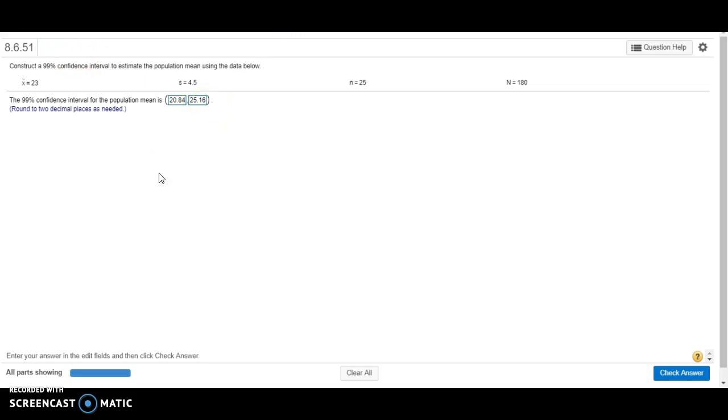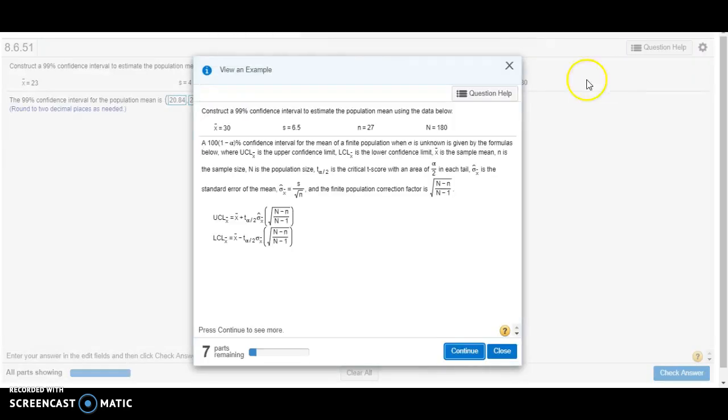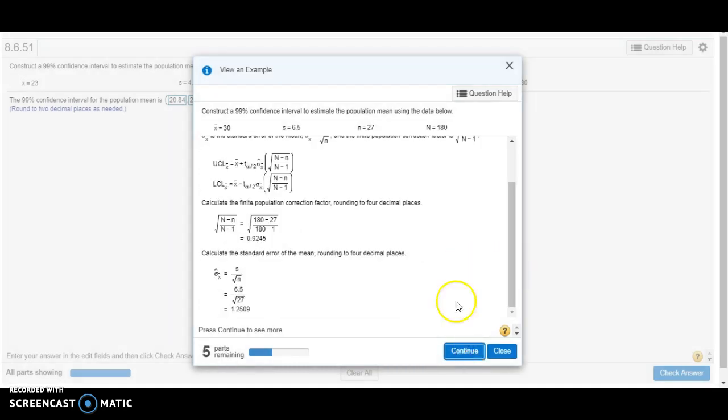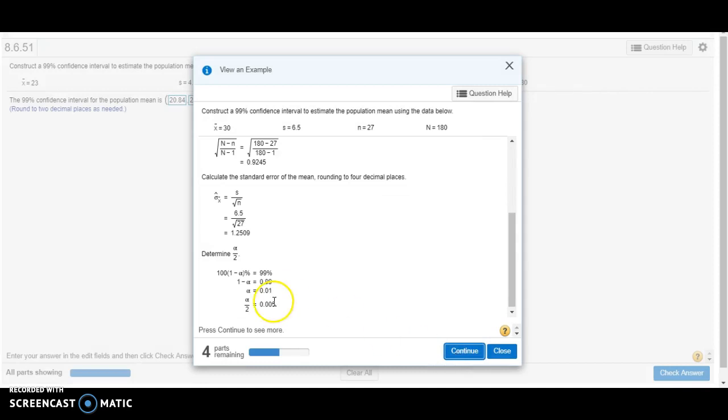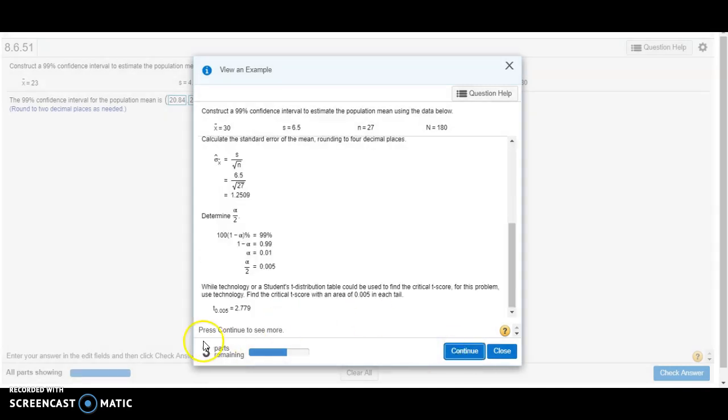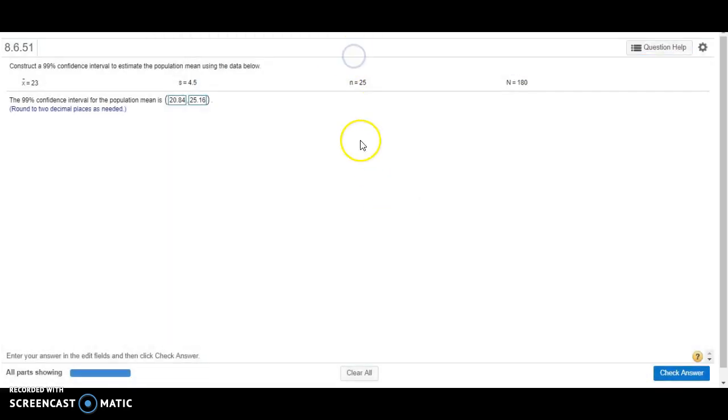Okay, so I had a student ask me about this question, and this person was having a really hard time getting this problem to work out. Then I realized that the t-score in this problem is actually incorrect. For a 99% confidence interval, it says the t-score was 2.779, which is not the correct t-score for a 99% confidence interval. So this was definitely an error in the example.